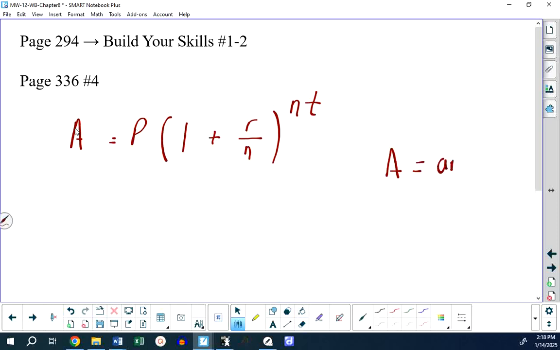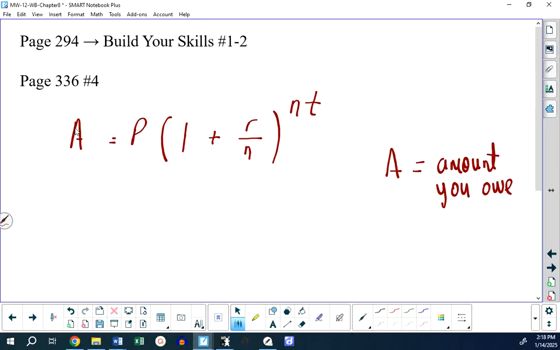A is the amount you owe, and you should know that that's the amount you owe if you wait until the end of the period of time to make the payment. So this is not talking about monthly payments. This is talking about you get the money and it's a 3-year loan. At the end of the 3 years, here's the money that you owe.